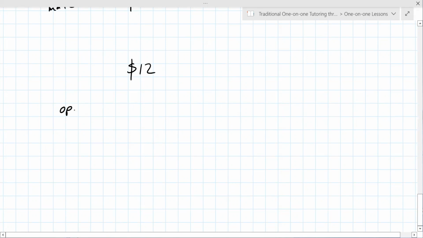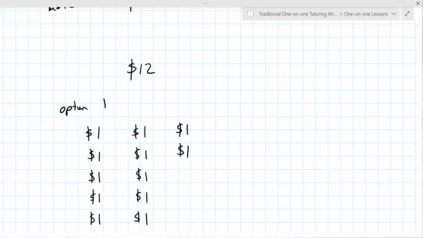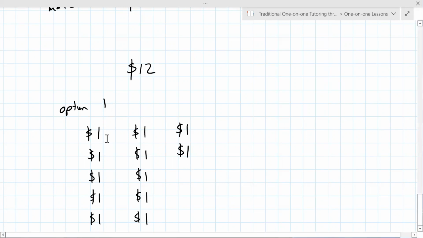Okay, so here's option one. Option one is that you could have a $1 bill, a $1 bill, a $1 bill, a $1 bill, a $1 bill, a $1 bill, $1 bill. Is that $12? You have to add all the ones. Did you count? I counted. What about these two? So here's option two. We could go a $5 bill, a $5 bill, and then a $1 bill and a $1 bill. How much is that?